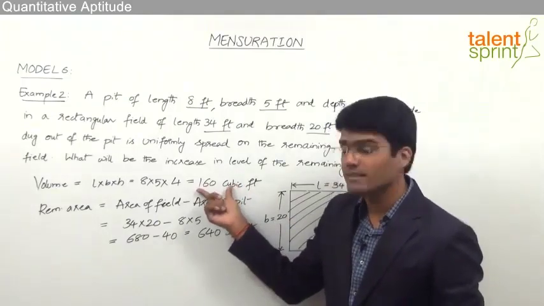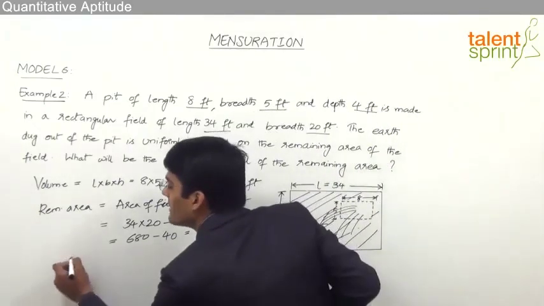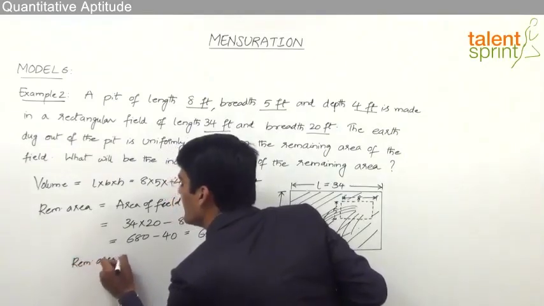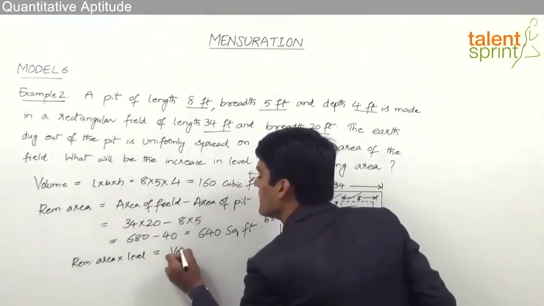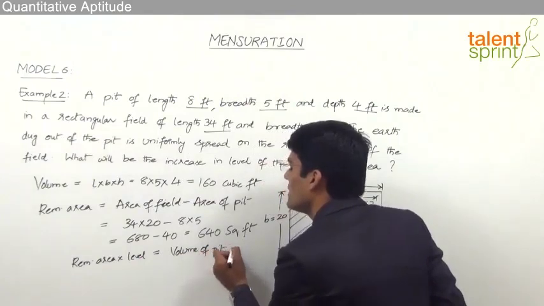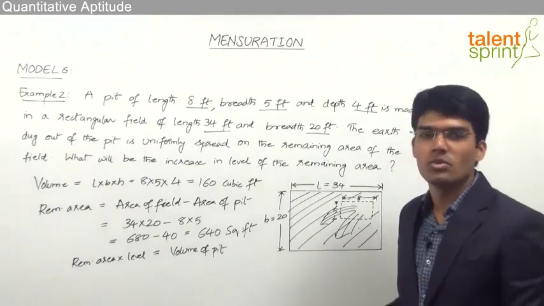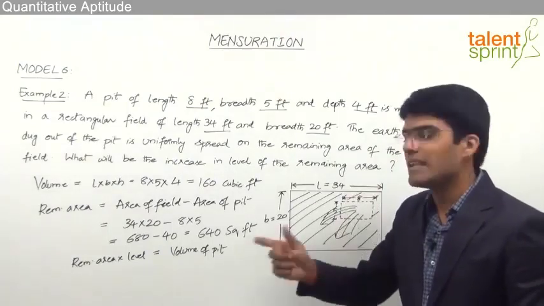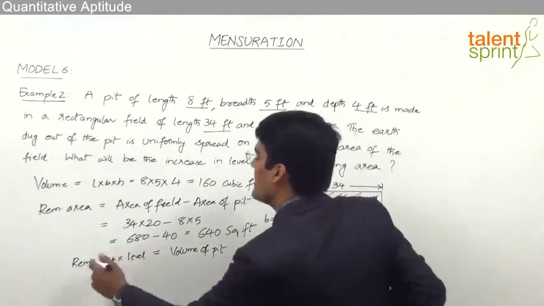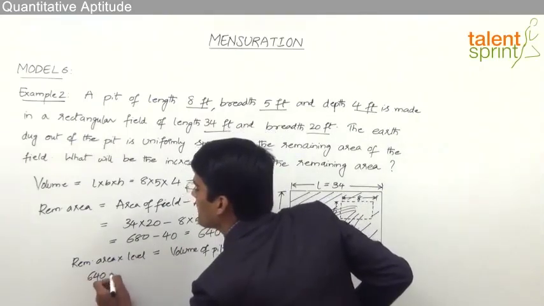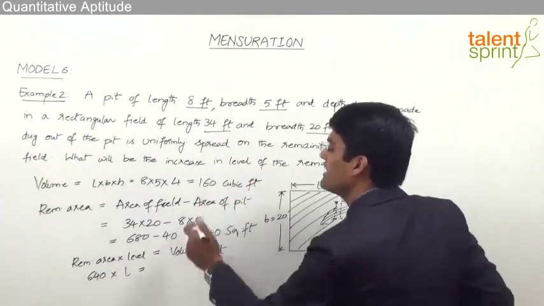Now this should be balancing the remaining area into the increase in the level. So we can say that the remaining area into the level which has been increased, the rise in level, should be equal to the volume of the pit. Why? Because the volume that we have taken out from the pit has to be spread uniformly over the remaining portion. If we multiply the remaining area by the increase in level, we get the volume of the pit. So by balancing this now, we can find out the increase in level. Remaining area, as we know, is 640 square feet into, let us take the increase in level as L. This should be equal to the volume of the pit, 160.